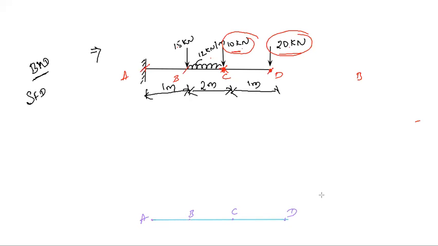Next, the intensity of load at D. What is the intensity of load? 20. Draw a 2 centimeter line. It is upward because, as we know, these are positive loads. Similarly at C we have 30, 3 centimeter. At B we have 69. At A we have again 69. Right?